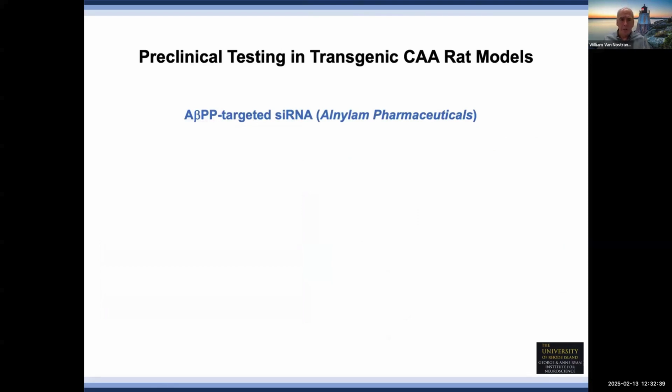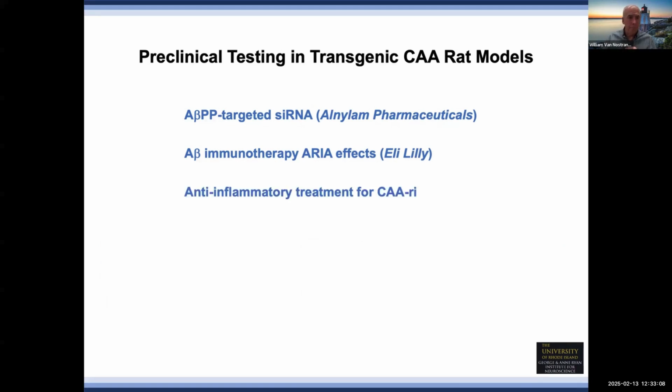So that's one of the examples we've been using these transgenic rats for, to model for preclinical testing. Again, as I just showed you briefly here, the Alnylam study where we used their APP targeted siRNA. We're also currently looking at A-beta immunotherapy amyloid-related imaging abnormality effects. We're doing that in combination with Lilly to try to understand why patients that have CAA are more prone to these effects.